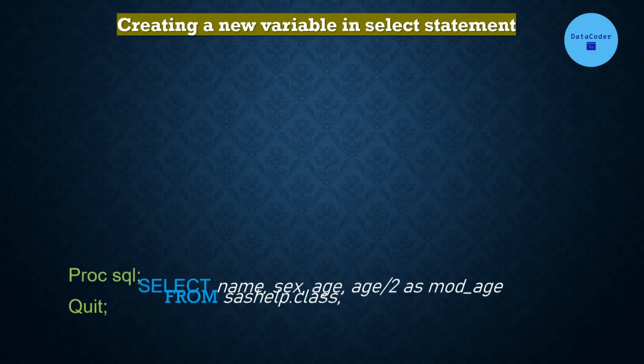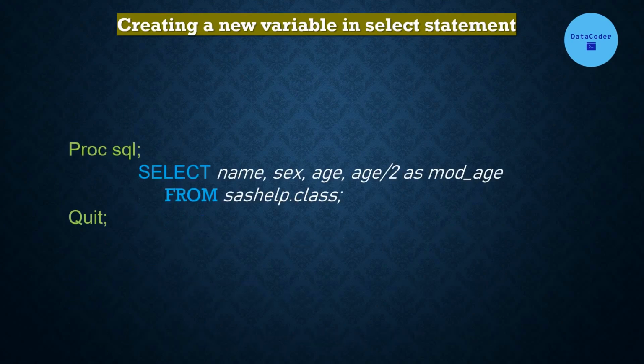How can we create a new variable in select statement? To create a new variable, we can write it this way: select the original variables, name, sex, age, then age divided by 2. I am doing this calculation, and whatever output I get after this arithmetic operation, I want to store that value in a new variable called modified age, or mod age. So age by 2 is mod age.